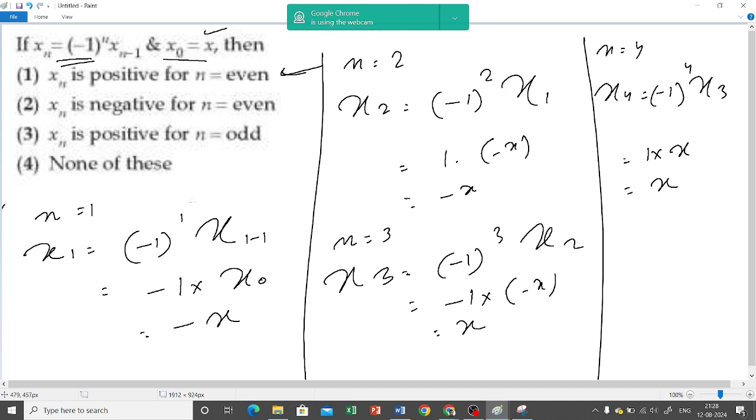So if you see that there is no consistency: when I take n as 1, I am getting a negative value. So that means xn is positive for n is odd, this becomes wrong. When I take n as 2, I am again getting negative. So that means xn is positive for n is even, this one becomes false. Now if I take n as 4, I am getting a positive value. So xn is negative for n is even, that also becomes false. So that means none of these is the answer.